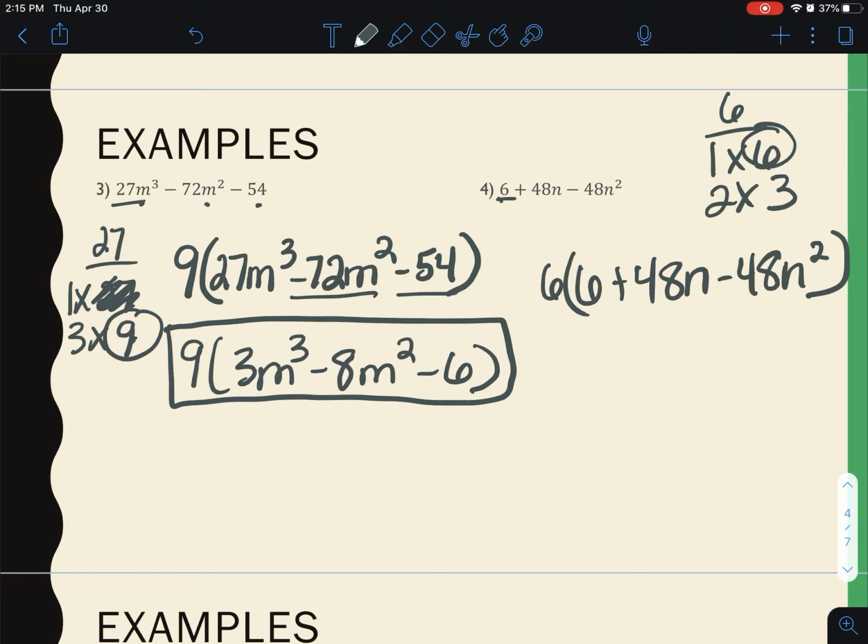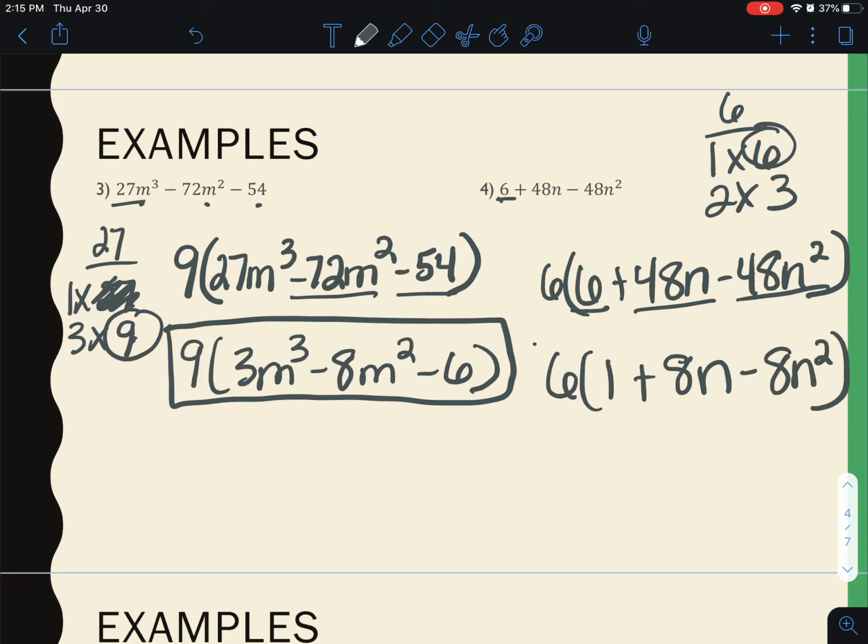Now I'm ready to divide. 6 divided by 6 is 1. 48n divided by 6 is 8n. And negative 48n squared divided by 6 is negative 8n squared. So that is my answer for number 4.